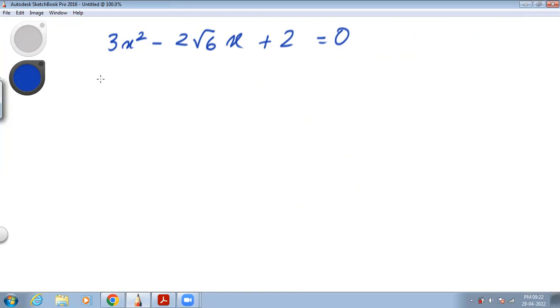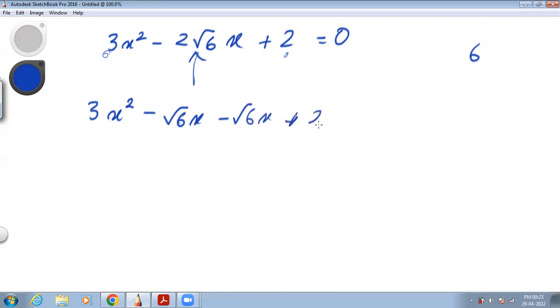So how do we do the middle term split here? See, again, a and c multiplied gives you 6. So this is how you need to be quick. So how do we split the middle term? It's minus 2 times root 6. There is only one way that I can see here very quickly. I need to split it in this manner, right? 3x square minus root 6x minus root 6x plus 2 equals 0.